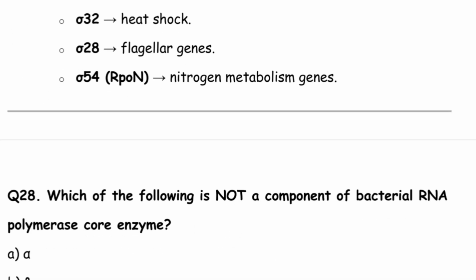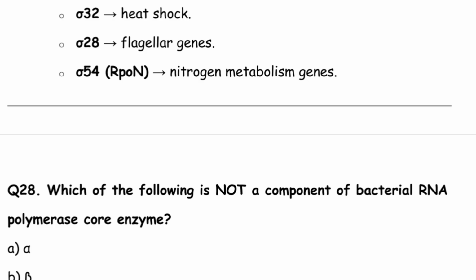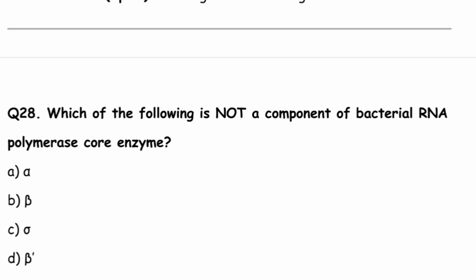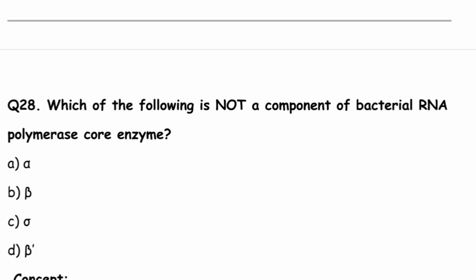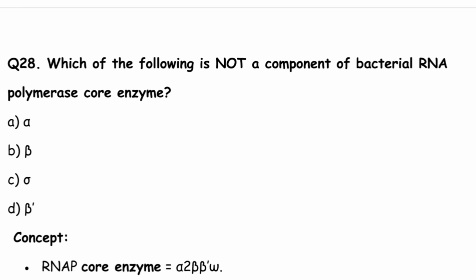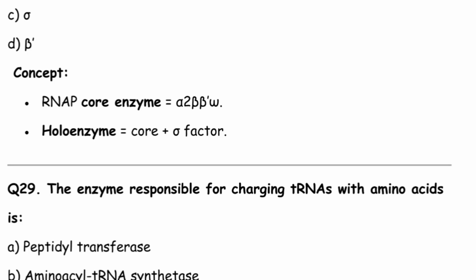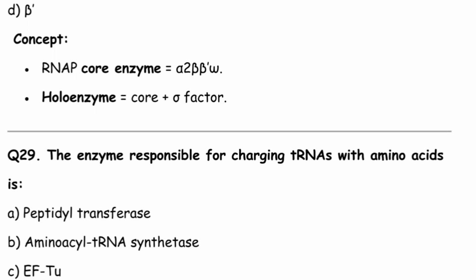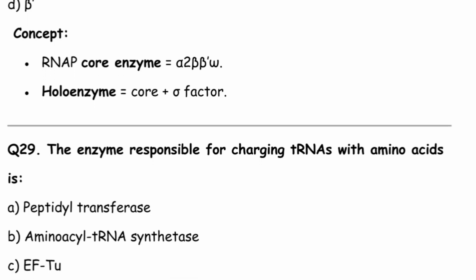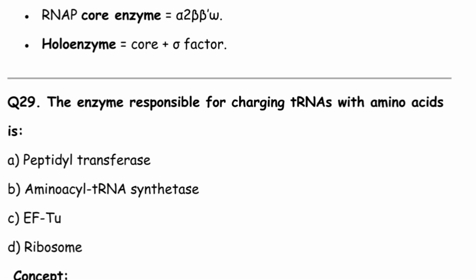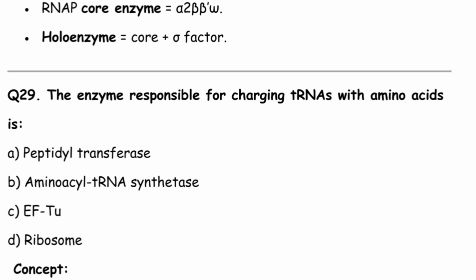Next question, which of the following is not a component of bacterial RNA polymerase core enzyme? Alpha, beta, sigma or beta prime? We have already seen this. Correct answer is C. It is sigma. Next question, enzyme responsible for charging tRNA with amino acids is A. Peptidyl transferase, B. Amino acid tRNA synthetase, C. EF-Tu or D. Ribosomes. Correct answer is B. Amino acid tRNA synthetase.